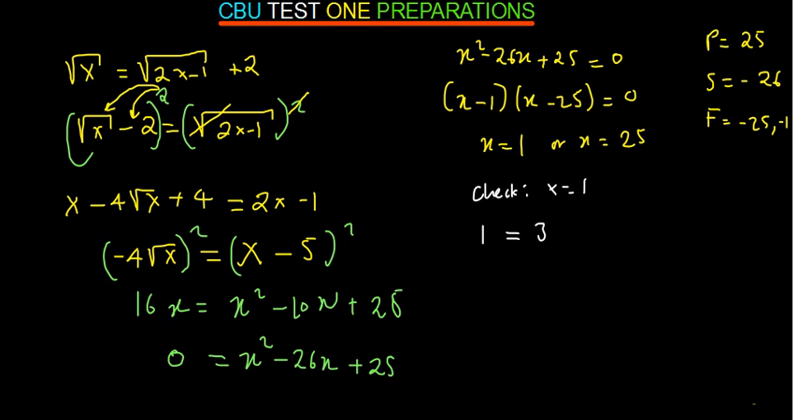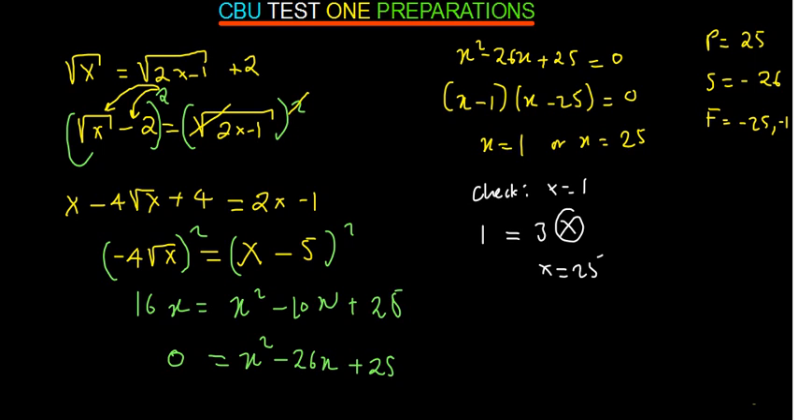Now, is 1 equal to 3? We know this is not true, right? 1 is not equal to 3. So that means this is not correct, and then we go to the next one. So meaning that 1 is not a solution. And then the other factor that you found is x is equal to 25.